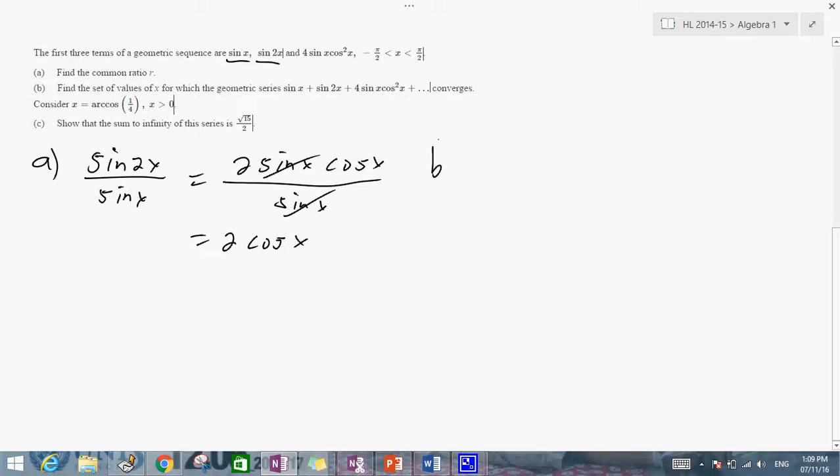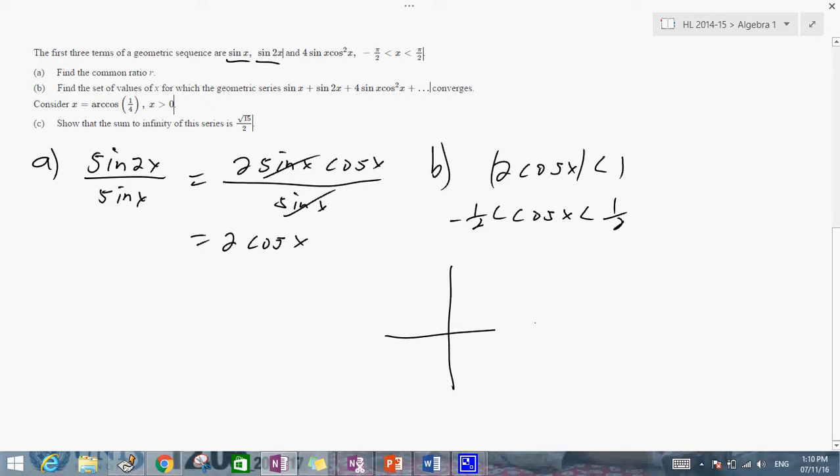When it converges, that's when your absolute r value is less than 1. So for this one, our value 2 cosine x is between negative 1 and 1, which means cosine x is between negative 1/2 and 1/2.